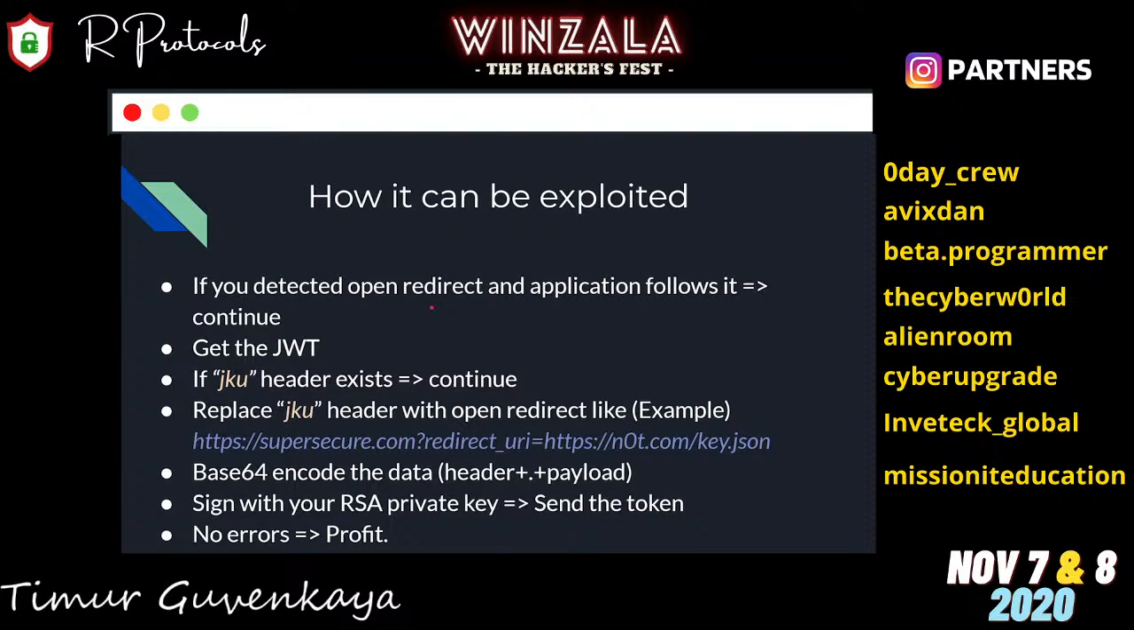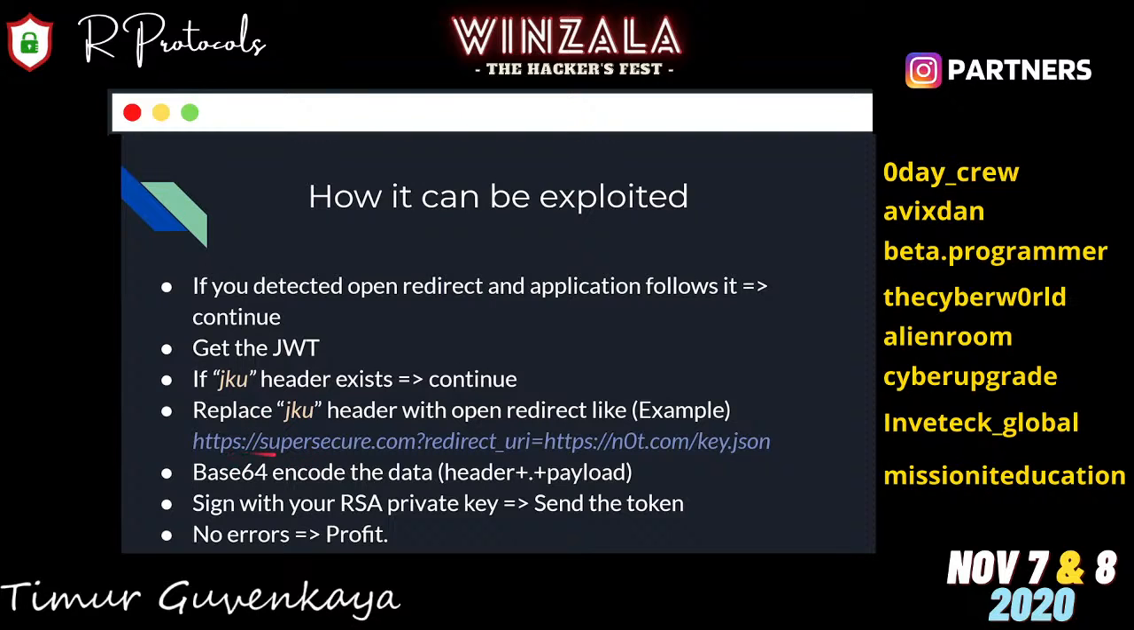And how can it be exploited? If you detect an open redirect and the application follows it, you have to be sure it actually follows, otherwise there is no point in doing this. Let's get the JWT. If the JKU header exists, you continue, otherwise there is no point. Replace the JKU header with the open redirect, like this. For instance, you have an open redirect in the supersecure.com redirect URI, and instead of a valid link there, you put your host. Then you take everything inside of here and put it inside of the JKU.